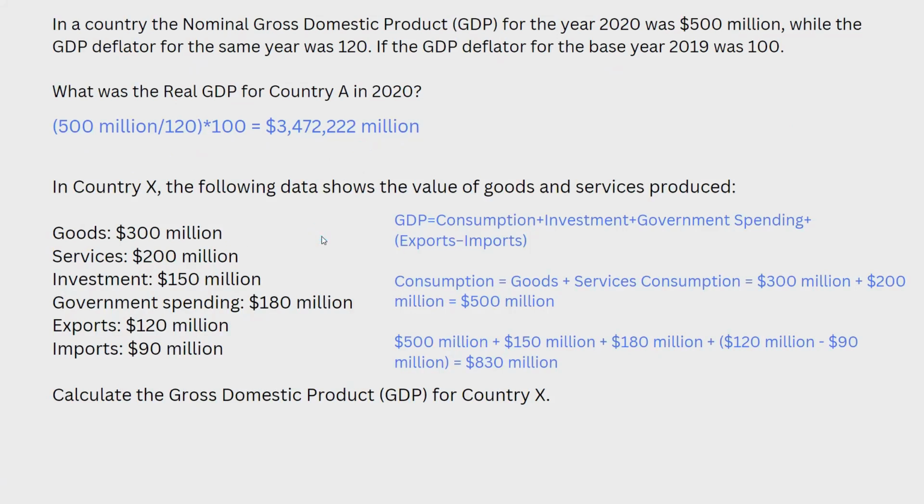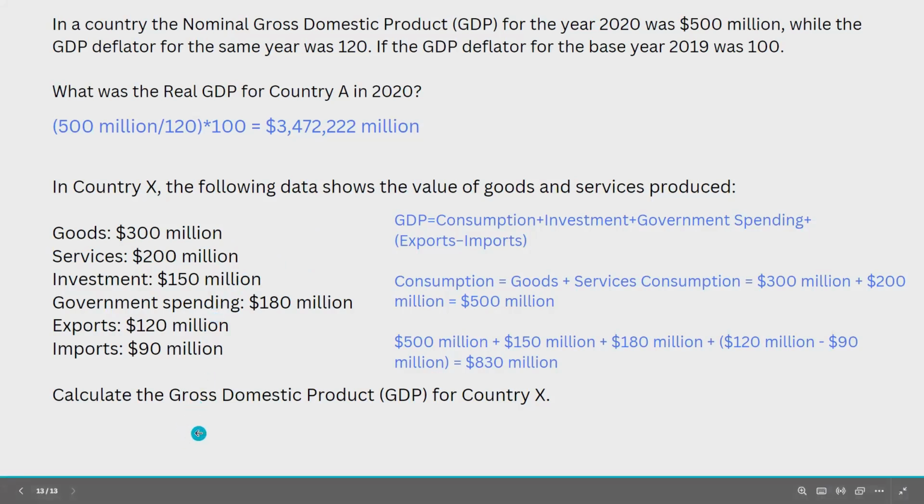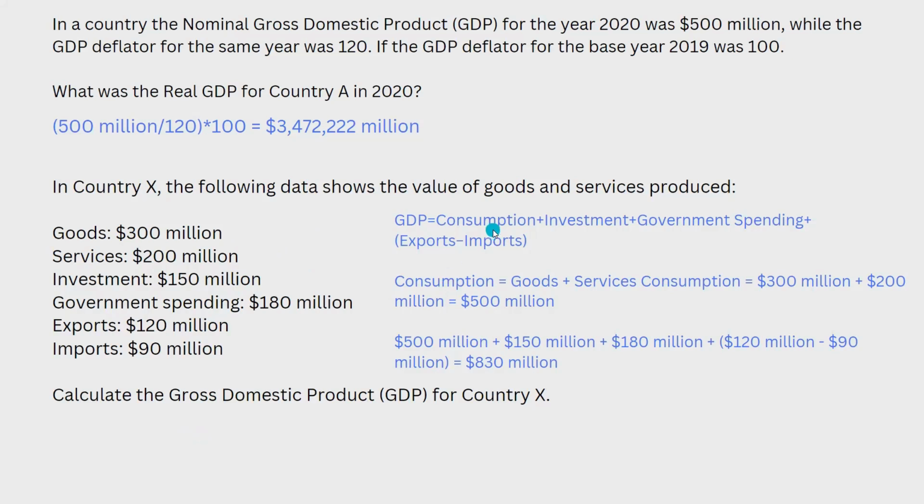Next question is on GDP. The following data shows the value of goods and services produced: goods, services, investment, government spending, exports, and imports. And we had to calculate the gross domestic product. This is the formula for GDP. And this question was pretty much simple and straightforward. So we just put the values in the formula, calculate it, and we get the answer.